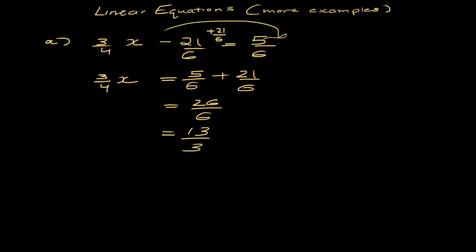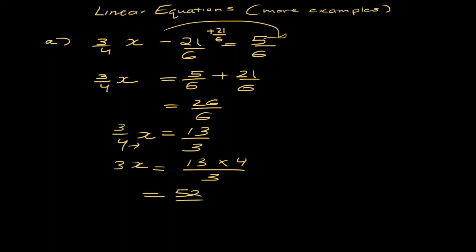And now we have 3 over 4x. All we have to do is multiply this out. So we get 13 times 4 over 3 and 3x on this side. 13 times 4 is 52, over 3 times 3x. Let's divide by that 3 and you get 52 over 9. And that's the answer. Hopefully you guys got that.